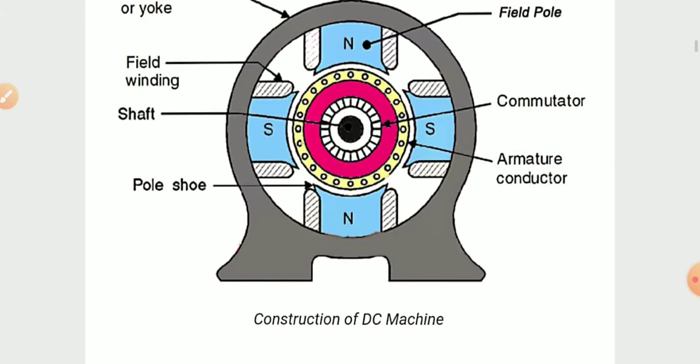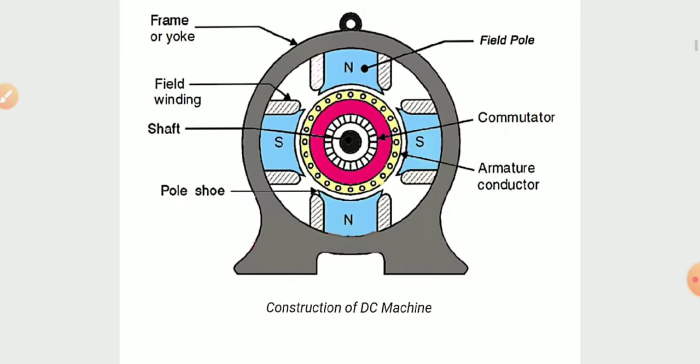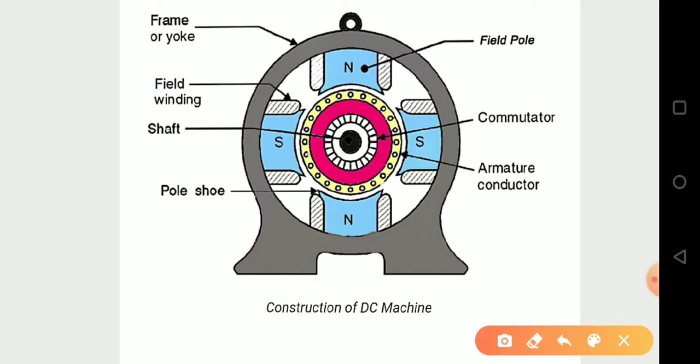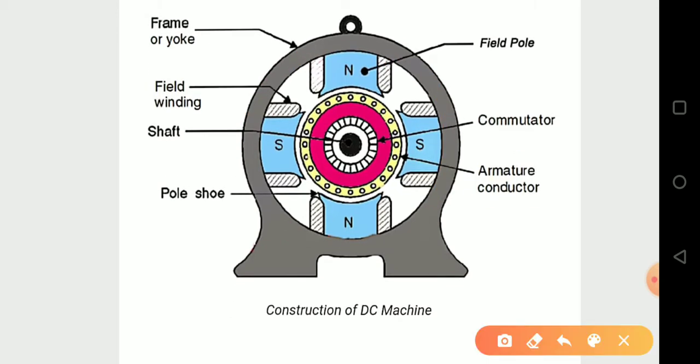This is the diagram of the DC machine. Here you can see this is the field pole and the outer part is called the yoke, and here we have one armature winding, and in the poles we have a field winding. These are called the field pole.